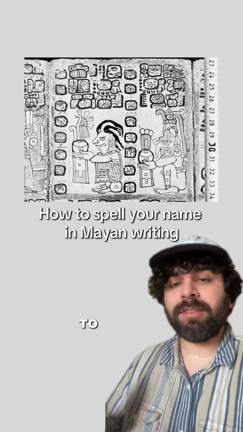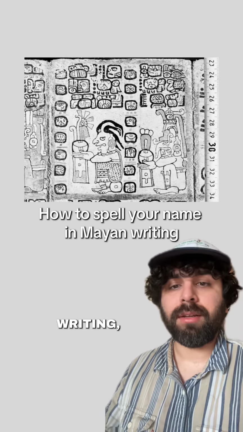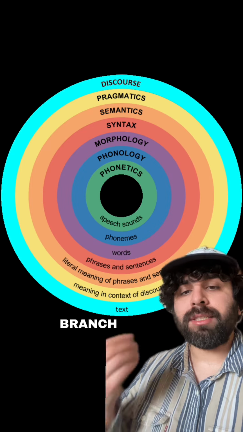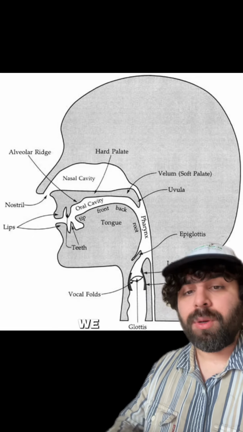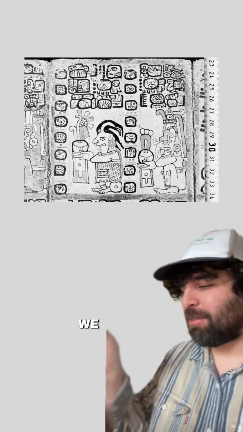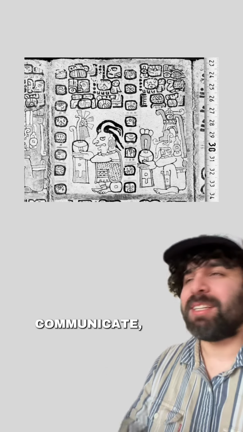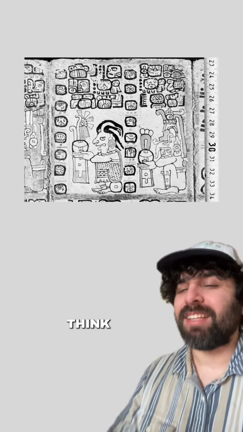So today we're going to learn how to spell our name in Mayan writing. And we're going to be taking a look at a branch of linguistics called phonetics. Phonetics is largely concerned with how we actually make sounds. And the fact that we can just bend air to make sounds and communicate, that's really crazy if you just pause and think about it for a second.